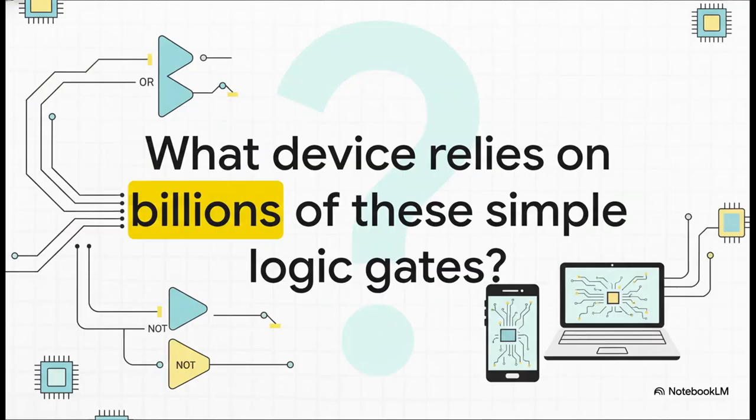So there you go. You've got the tools you need to tackle Boolean logic. And just to leave you with a final thought, think about whatever device you're watching this on right now. Inside its processor, there are literally billions of these tiny, simple AND, OR, and NOT gates all firing away. Kind of mind-blowing, isn't it?